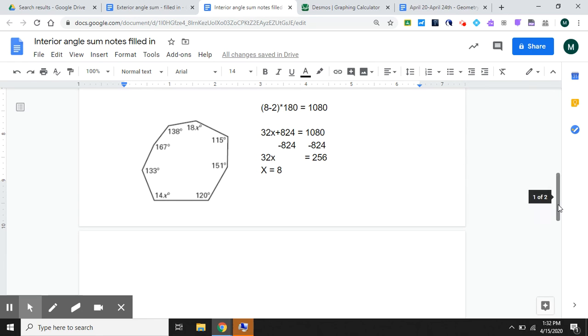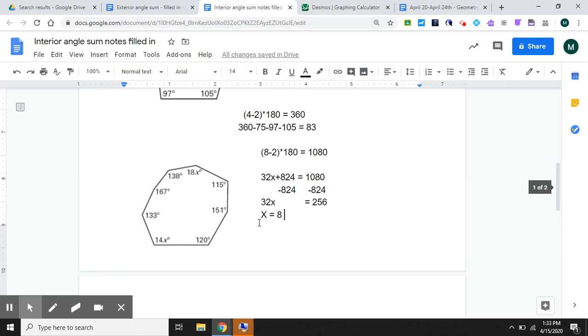And that's how you do those. So again, it's the same idea. You still need to figure out what your angles all add up to by using our interior angle sum formula, but then just add everything with a variable and then add your numbers together, and then you should have a two-step equation to solve.